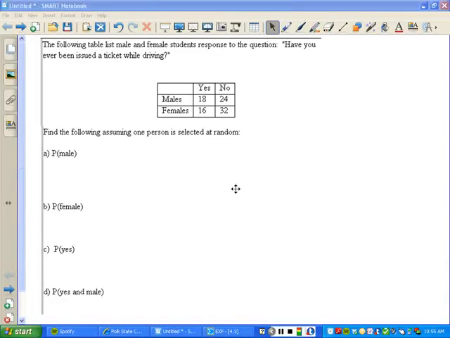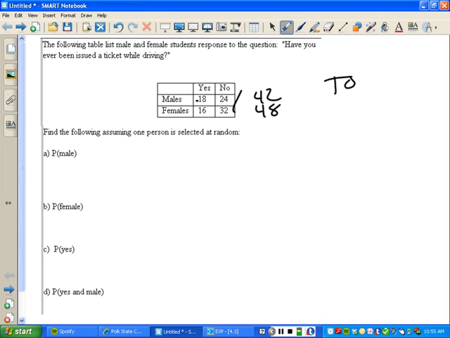Okay, probability of selecting a male. Well, how many males are there? There are 18 and 24, so altogether there are 42. How many females are there, just out of curiosity? 48. That brings our total number to 90.